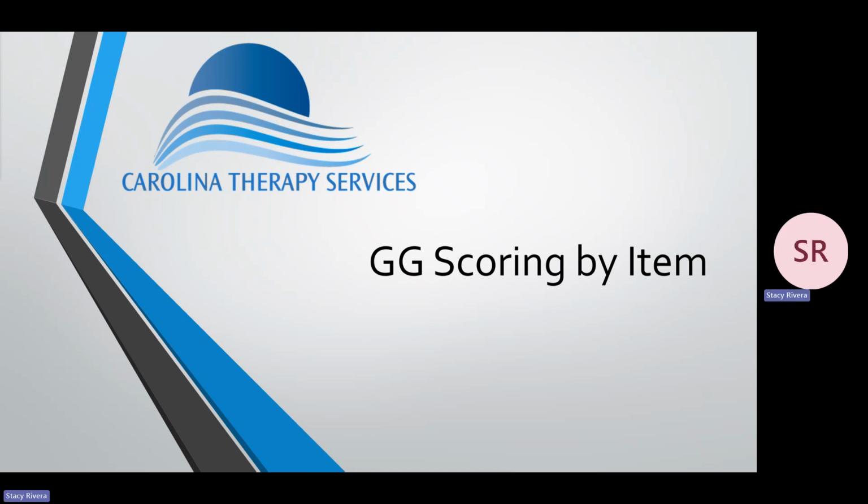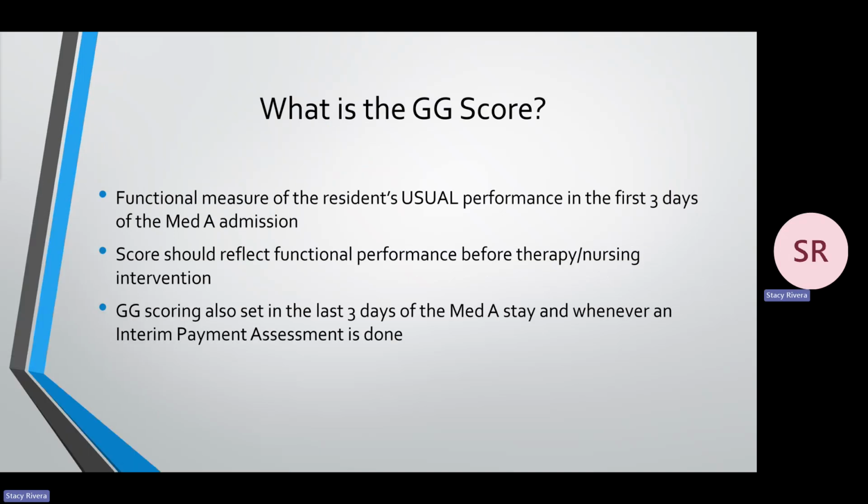So first off, what is the GG score? The GG score is a functional measure of the resident's usual performance in the first 3 days of the Med-A admission. The score should reflect functional performance before therapy and nursing intervention. GG scoring is also set in the last 3 days of the Med-A stay and whenever an interim payment assessment is done.